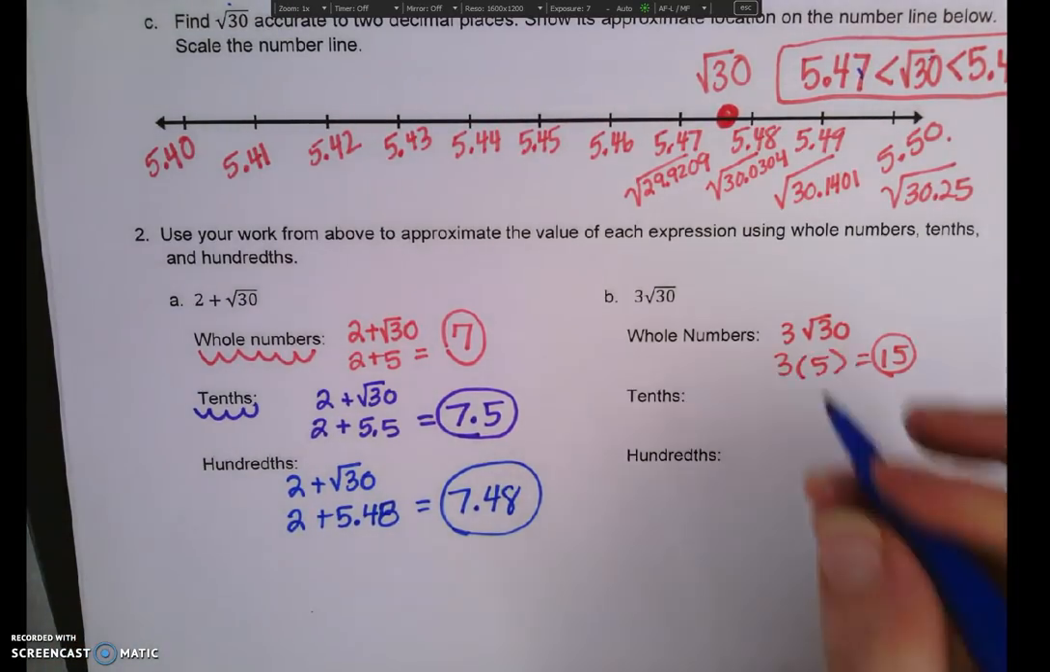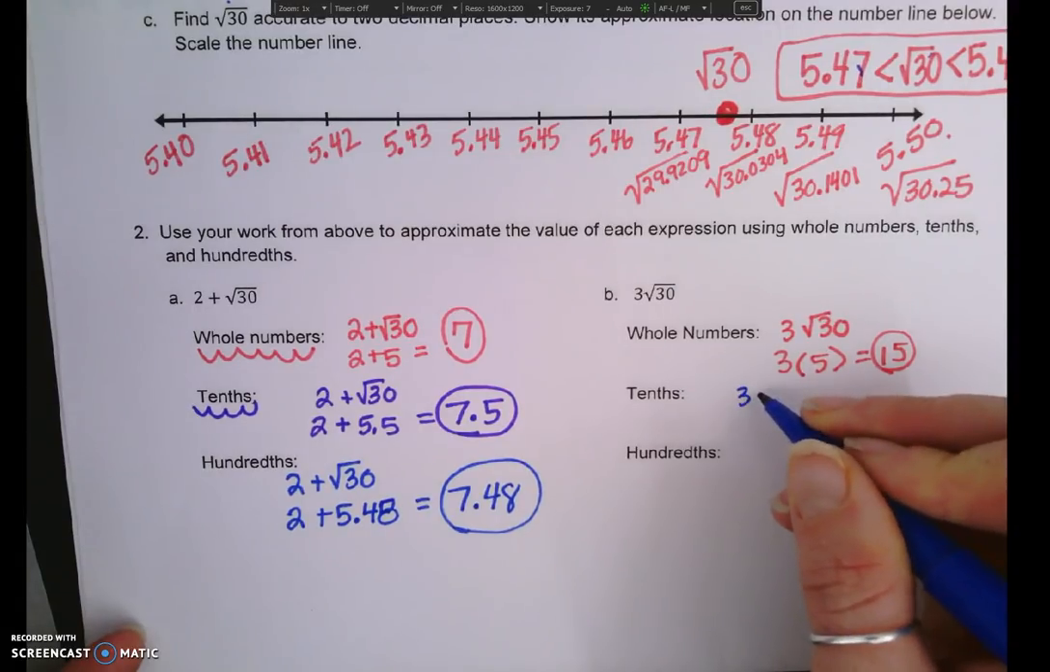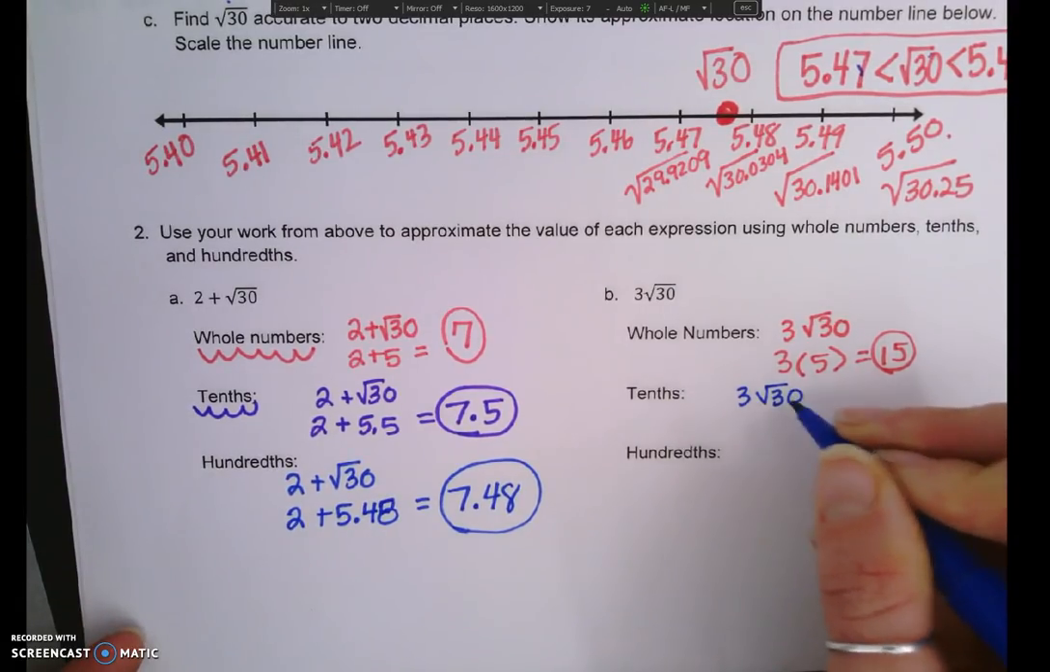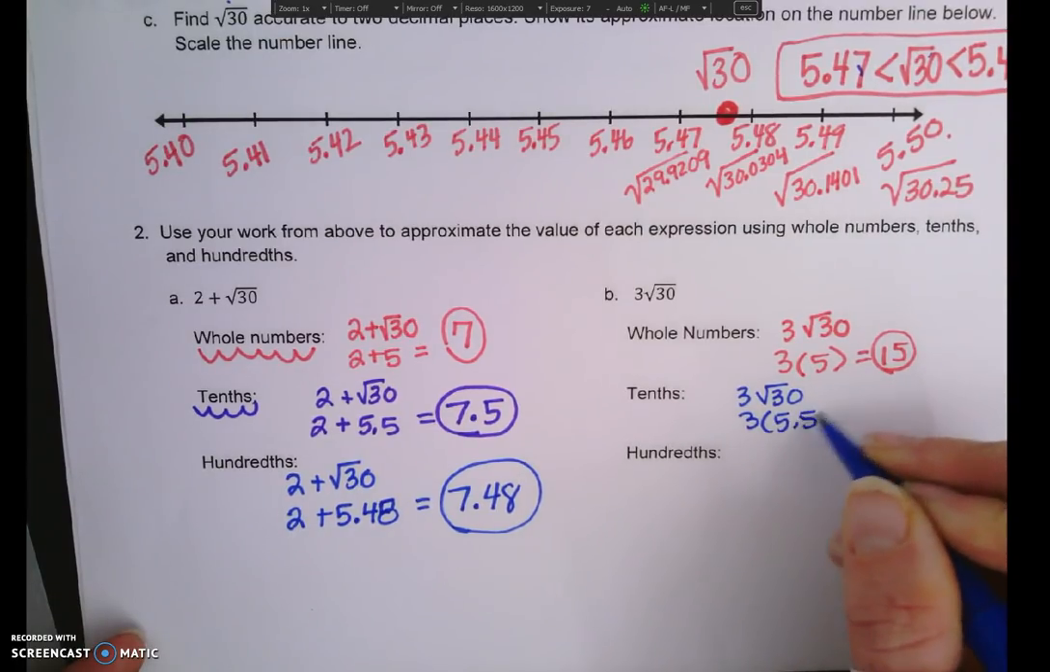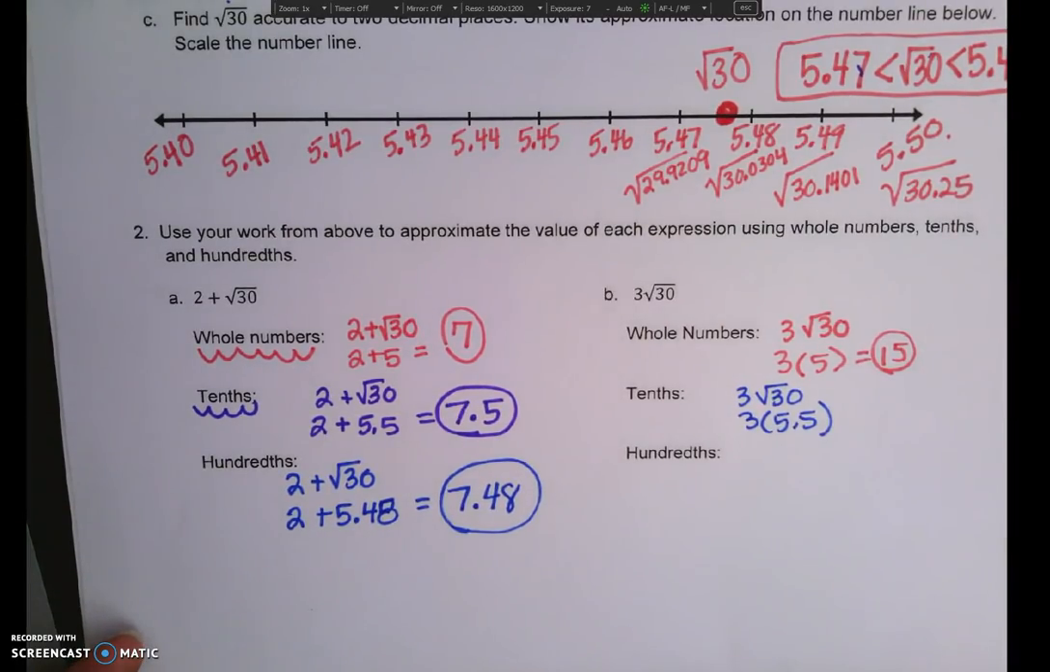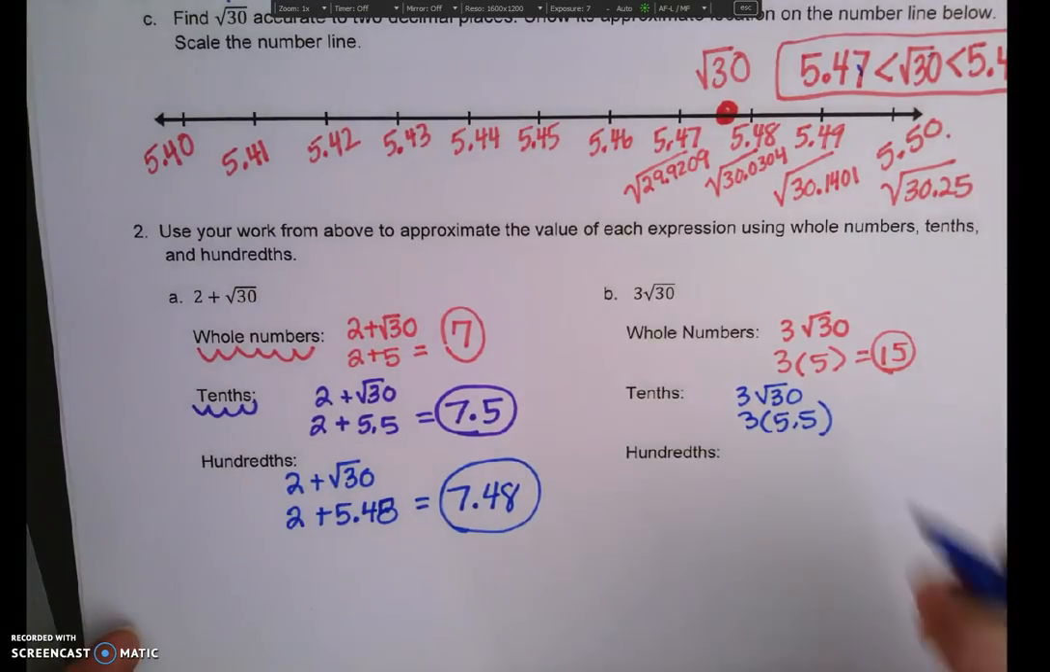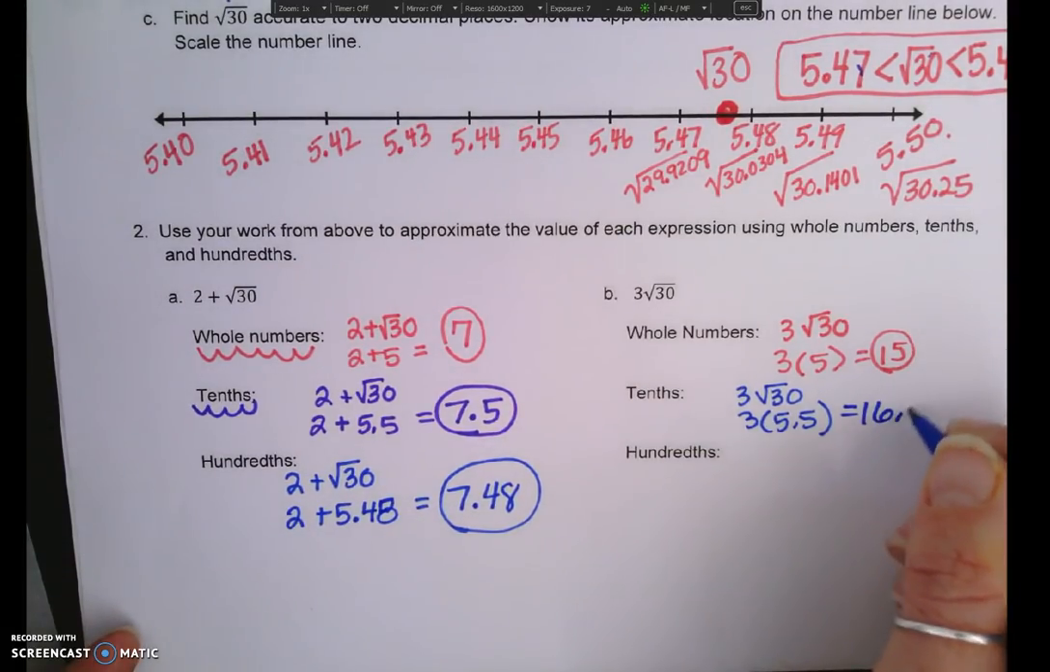To the tenths, 3 times radical 30. When they're next to each other, they're being multiplied. 3 times 5.5 gets me about 16.5.